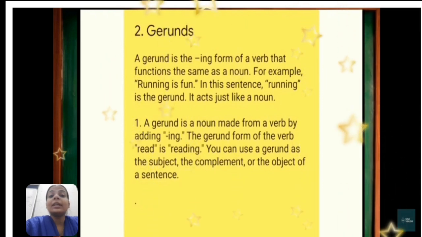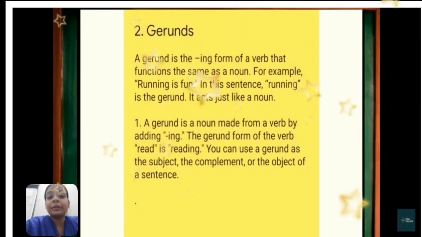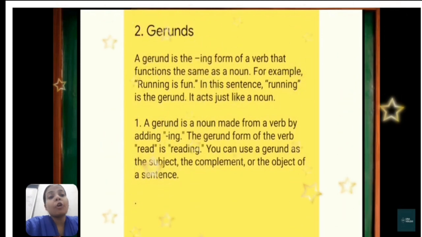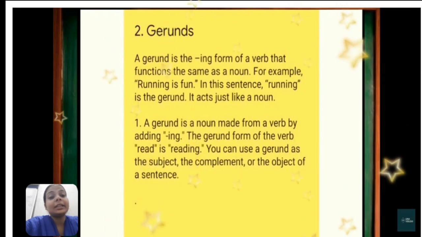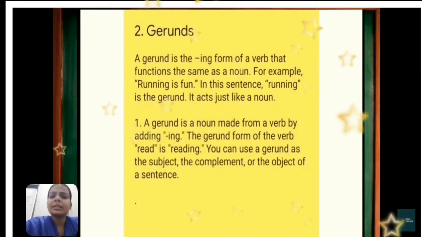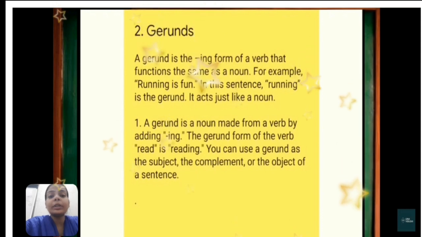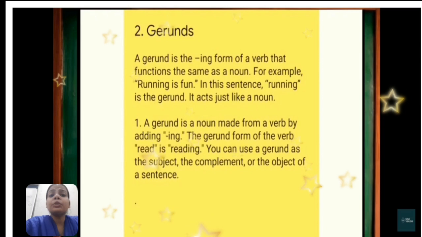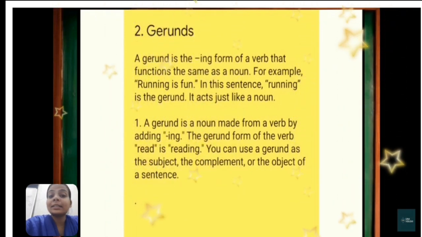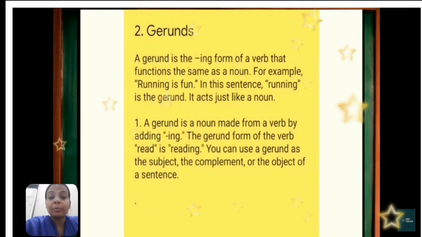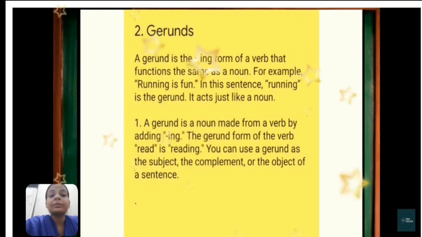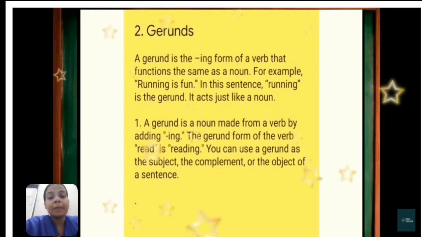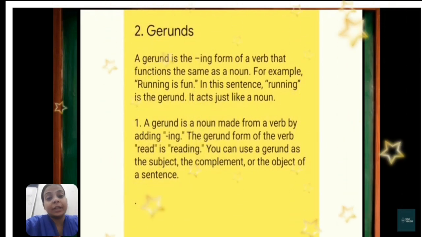A gerund is a noun made from a verb by adding ing. The gerund form of the verb read is reading, sleep, sleeping, look, looking, finish, finishing, and so on. You can use a gerund as the subject, subject complement, or object of a sentence. Now let us see some examples to know more about gerund.